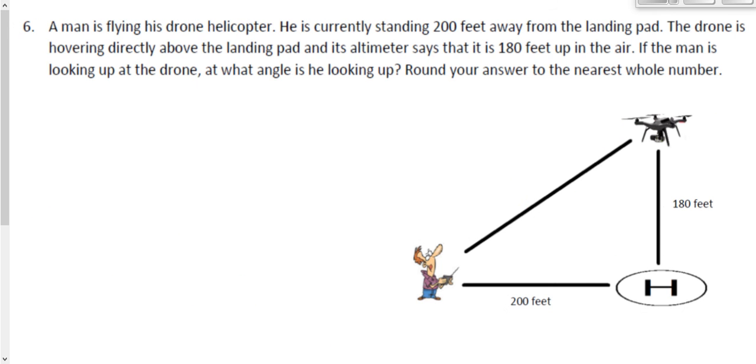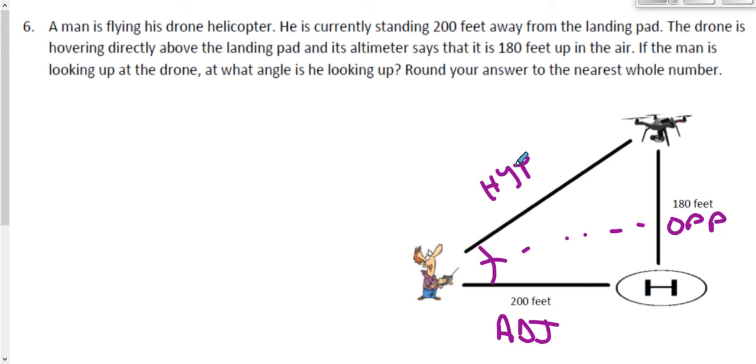We have a word problem here. There's a man flying his helicopter. He's standing 200 feet away from the landing pad. The drone is 180 feet up in the air. And the man's looking up at the drone. At what angle is he looking up? So we're trying to find this angle right here. Again, we're going to round to the nearest whole number. So according to this angle, we have the opposite over here, the adjacent where he's standing, and the hypotenuse is the distance from the man to the copter.